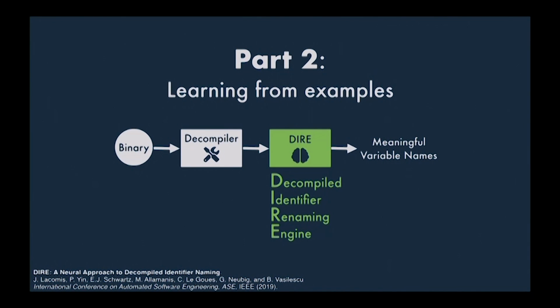Okay, so this was part one. How do we generate lots and lots of training examples? And we do it in this way. Part two is, how can we learn from these examples? Can we do anything interesting here? So we've built a tool called DIRE. We call this the Decompiled Identifier Renaming Engine. And you can find, again, all the technical details in the same paper I mentioned earlier. It uses machine learning to learn these probabilistic mappings between variable names.